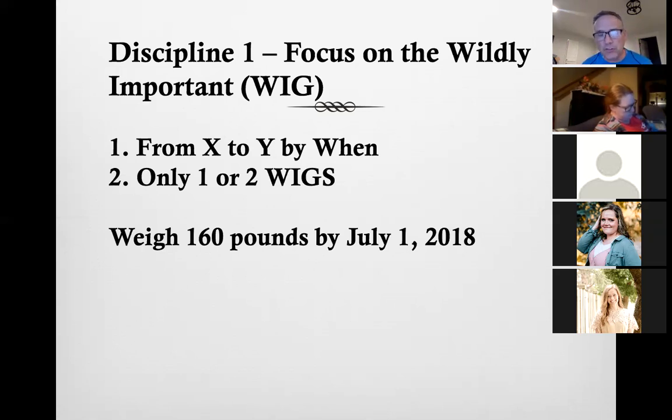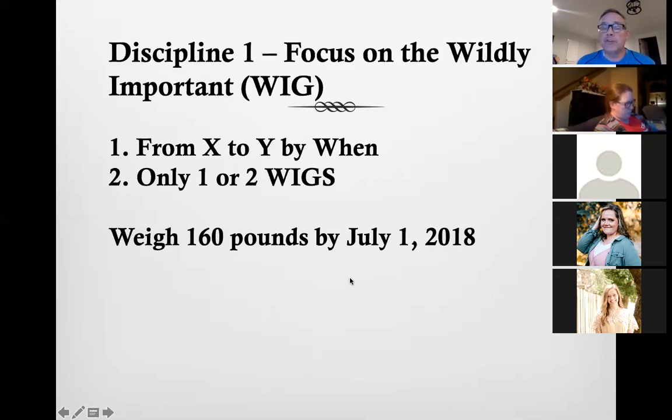Now, similar to S.M.A.R.T, what you want to do with your goal setting is write it this way: from X to Y by when. And you should only work on 1 at a time, maybe 2, but I'm going to tell you to do 1. So here's an X to Y statement, okay? The X to Y statement says, I will weigh 160 pounds by July 1st, 2018. Well, it's July 1st in 2 days. That was 2 years ago. But let's just say it's like 3 months from now or 6 months from now, okay?